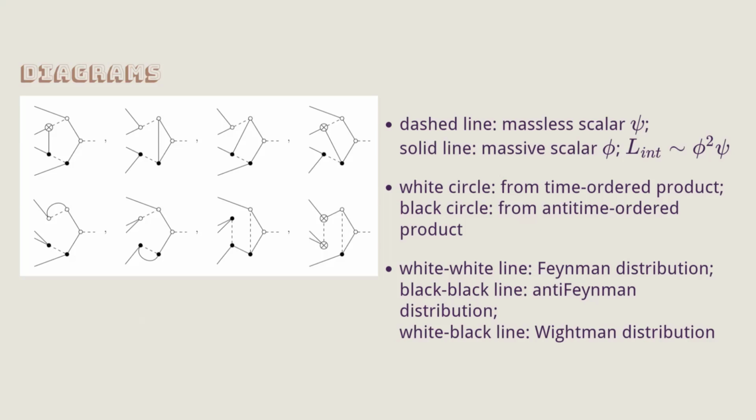And any line that joins a white dot to a white dot will be a Feynman distribution. It's a standard contraction in time-ordered products. Similarly, between black and black, it will be anti-Feynman propagator. And if you're going from a white to a black line, you'll put in the Wightman distribution. Okay, those are the rules. I mean, this kind of diagram has been already, this is not something I invented. It's already there in Schwinger-Keldysh stuff.